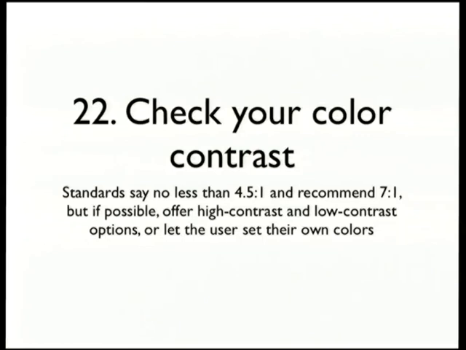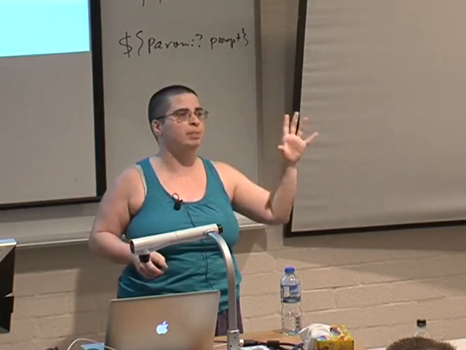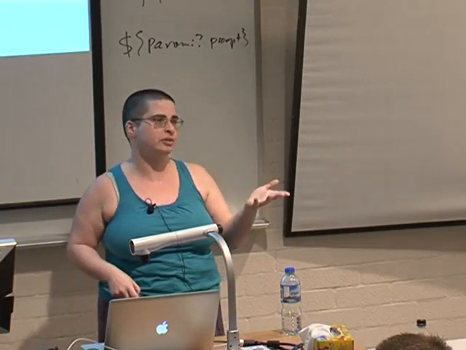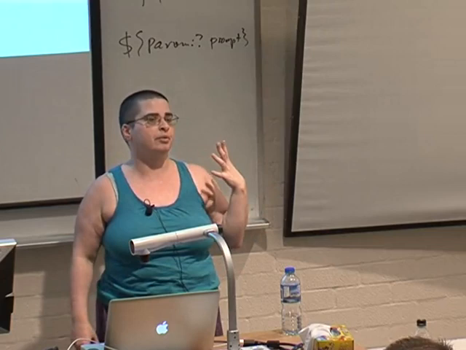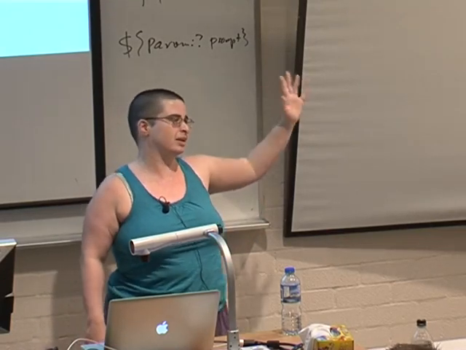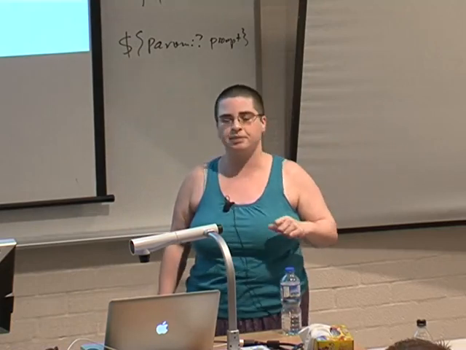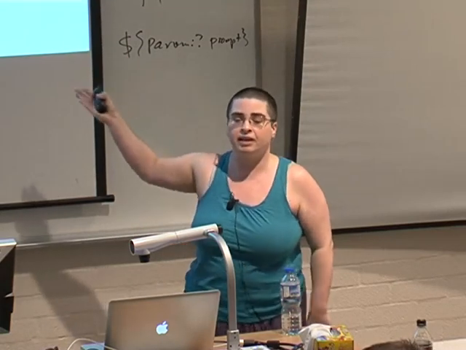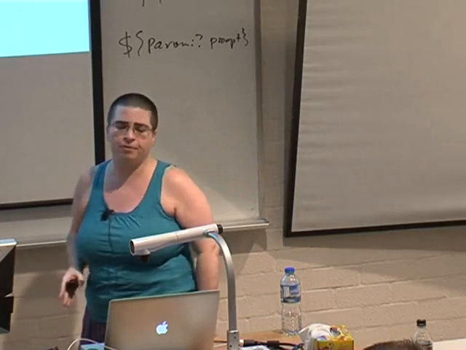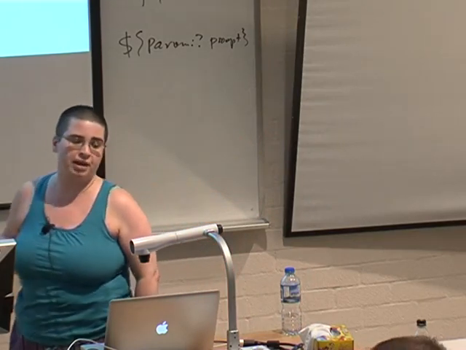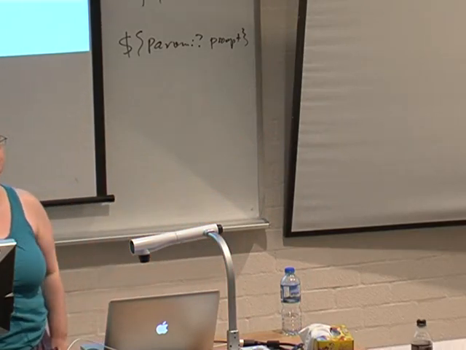Okay. So there are utilities out there that will let you check the color contrast. You put in the link text and the background text, or your body text and the background text colors that you want to use, and it will tell you yes, this is 4.5 to 1, or no, this is actually really low contrast. You notice I say on the slide here, if possible, offer high contrast and low contrast options, or let the user set their own colors.